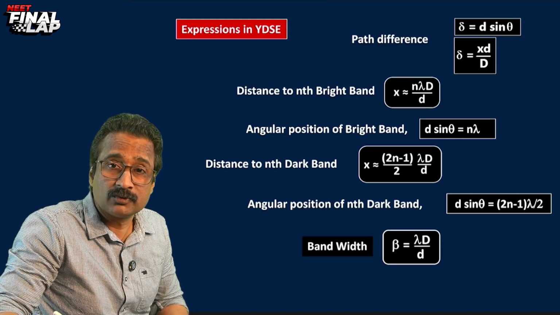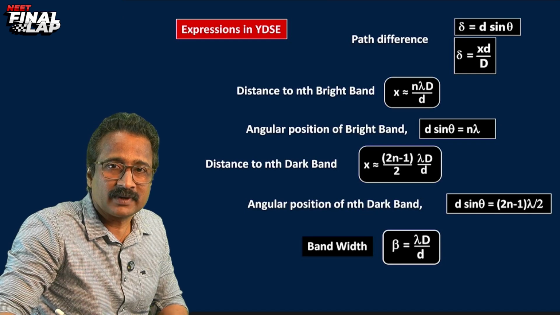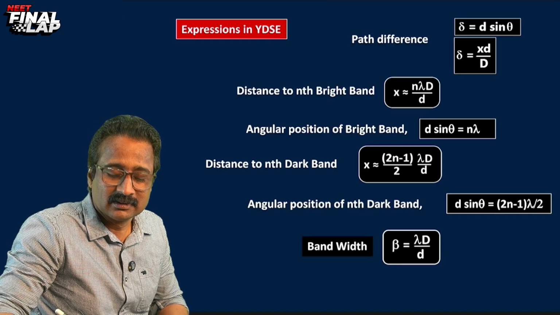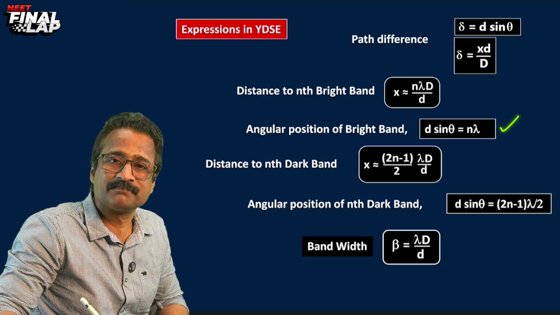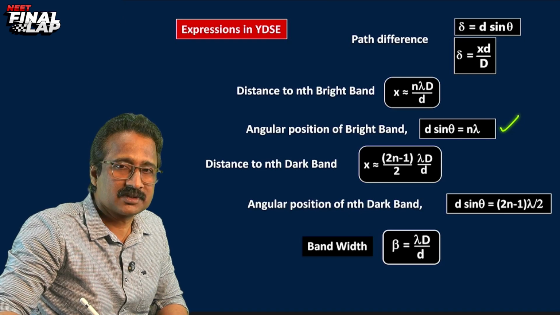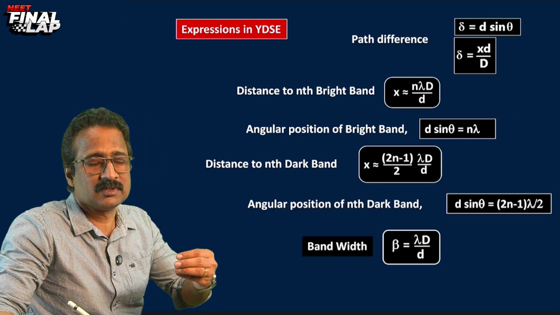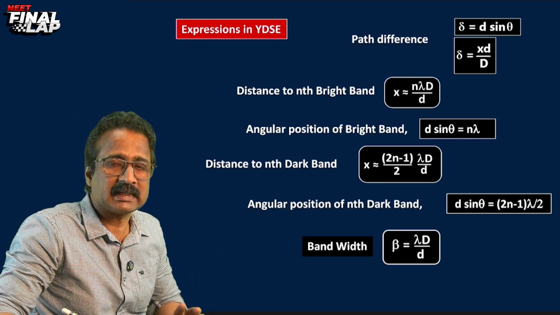Now if you want to find the exact location of any nth band, certainly this is the better equation. That will give you an exact location. But the problem is that it only gives you the angular position. But still that is accurate.